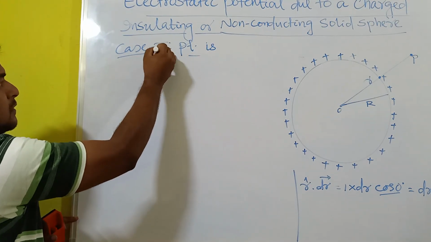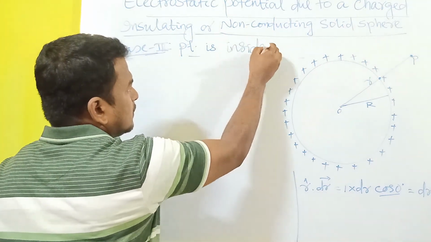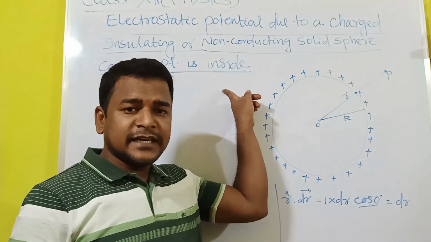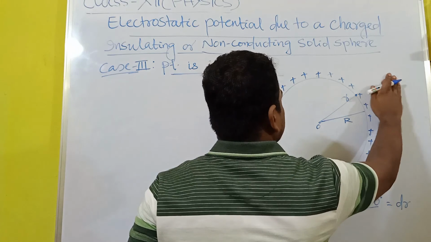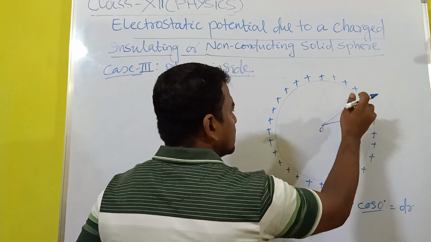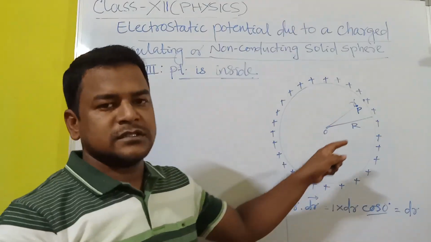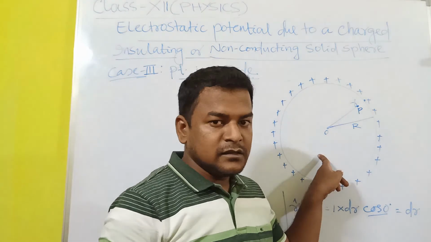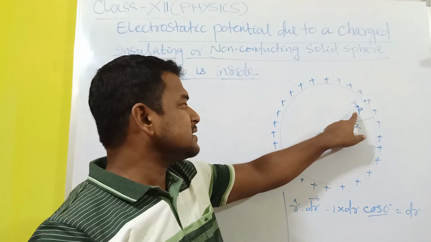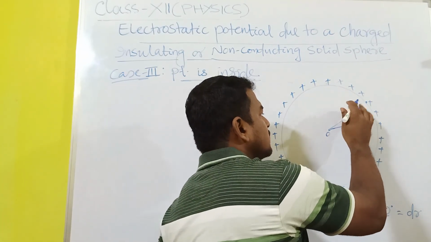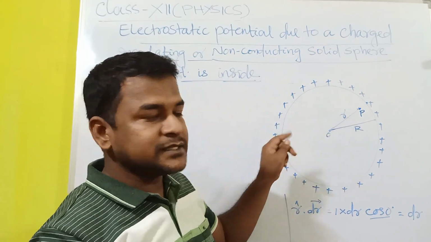Case 3. Point is inside. Suppose the point is inside the sphere. Means we have to bring the test charge from infinity to this point, which is at a distance of small r from the midpoint, from the center of the sphere.